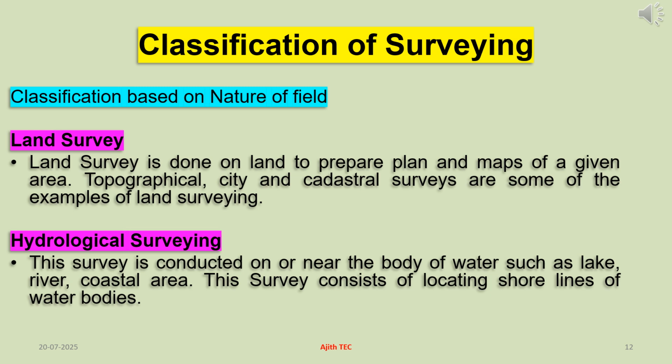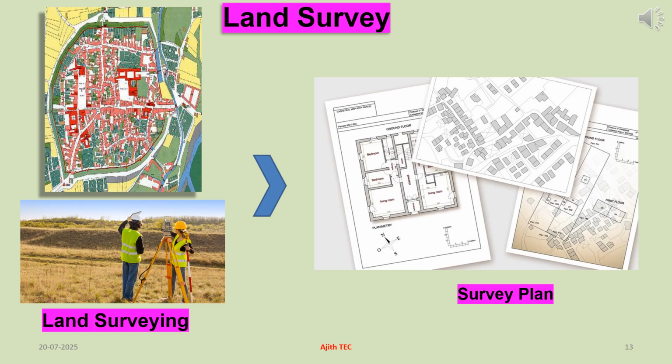Hydrological surveying. Hydrological surveying, also known as hydrographic surveying, is the process of mapping and measuring the physical features of bodies of water, including rivers, lakes, and oceans, as well as the adjacent land areas. It involves determining water depths, mapping shorelines, and analyzing underwater terrain to support various applications like navigation, construction, and environmental studies. This slide shows the land surveying method.